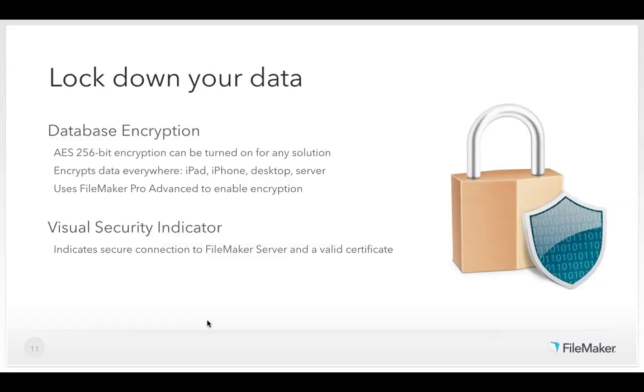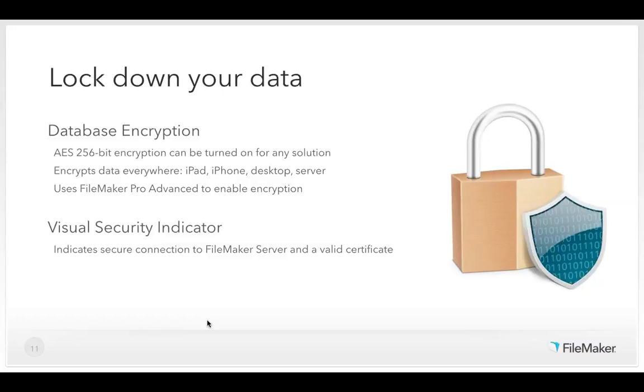The first feature is database encryption. Now, for a long time, we've been able to encrypt your data as you move the data across the wire. So if you have a client connected to a server, the data will be encrypted. Now we've added the ability to have your data encrypted when it's stored on the device. So you use FileMaker Pro Advanced to enable encryption for a particular solution. Once you've enabled encryption, your data is encrypted everywhere, whether it's stored on an iPad or an iPhone or stored on a server, that data is encrypted.